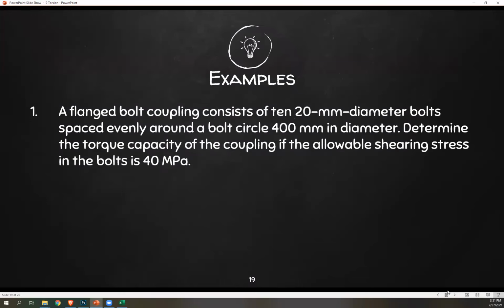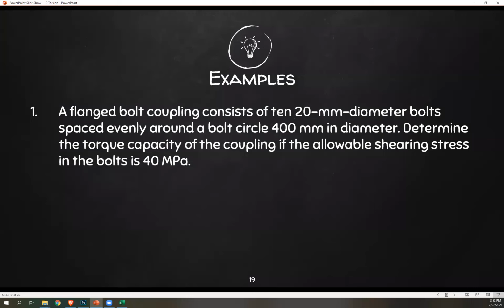Number 1: a flange bolt coupling consists of 10 bolts of 20 mm diameter spaced evenly around a bolt circle 400 millimeters in diameter. Determine the torque capacity of the coupling if the allowable shearing stress in the bolts is 40 MPa.